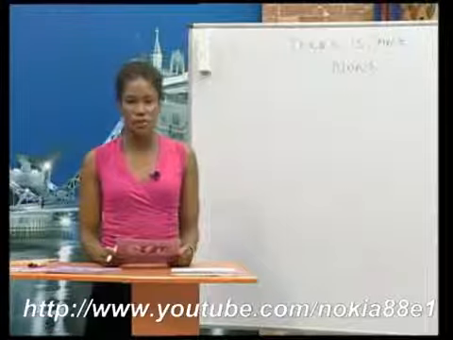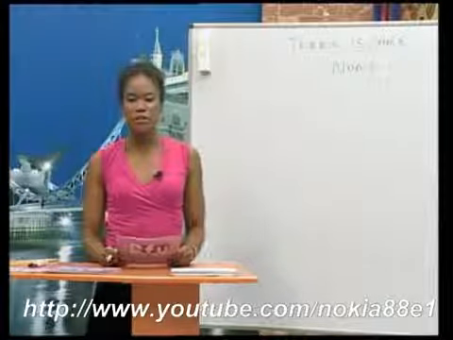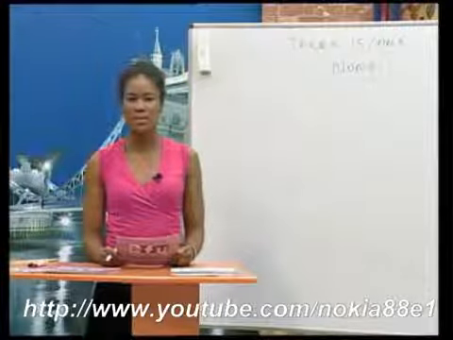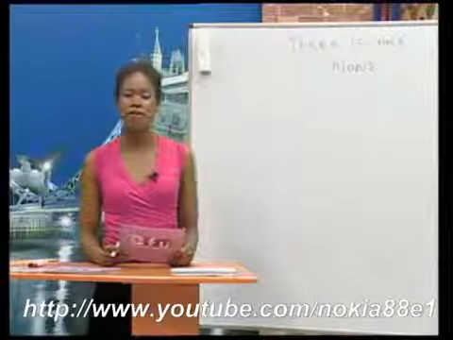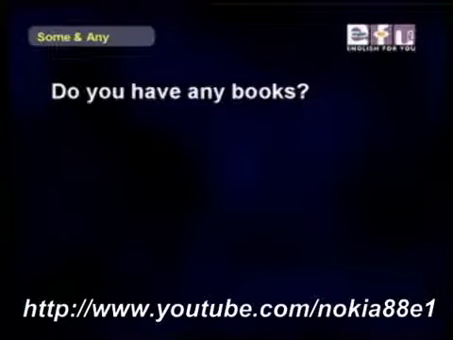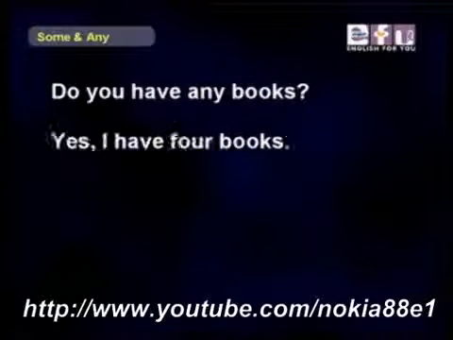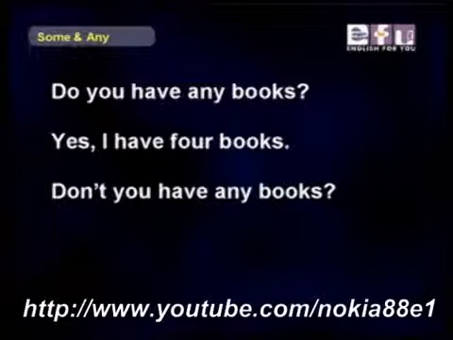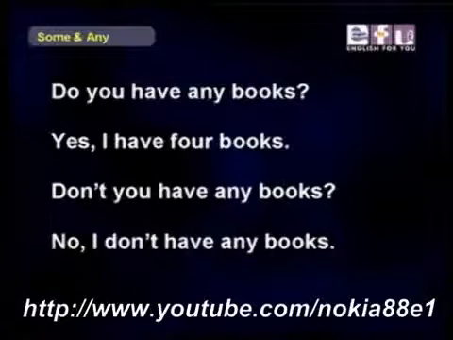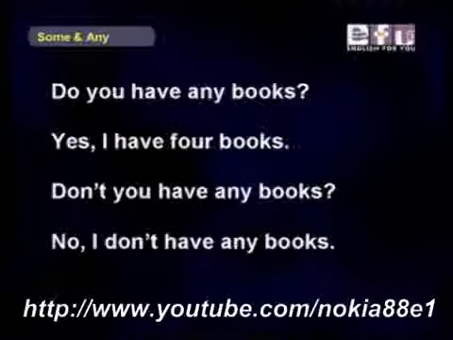Okay, in question form, any can be used in positive or negative form. Follow these examples. Do you have any books? Yes, I have 4 books. Don't you have any books? No, I don't have any books. When we use any in a negative form like that, don't you have any books? It's almost like expressing disbelief, but pretty much the same.